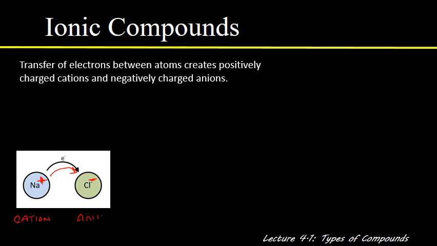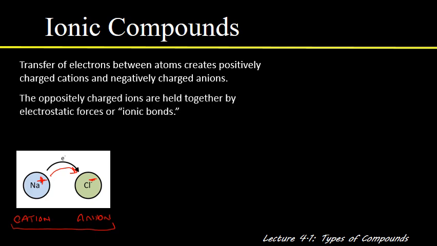cation and anion pair, and that is your ionic compound, those two things together. The compound is held together by electrostatic charges. You've got a positively charged species and a negatively charged species, and because opposite charges attract one another, the attraction between the positive ion and negative ion is what holds it together. Sometimes we call those ionic bonds, although they're not really a bond in the true sense of the word. An ionic attraction is probably a better term.